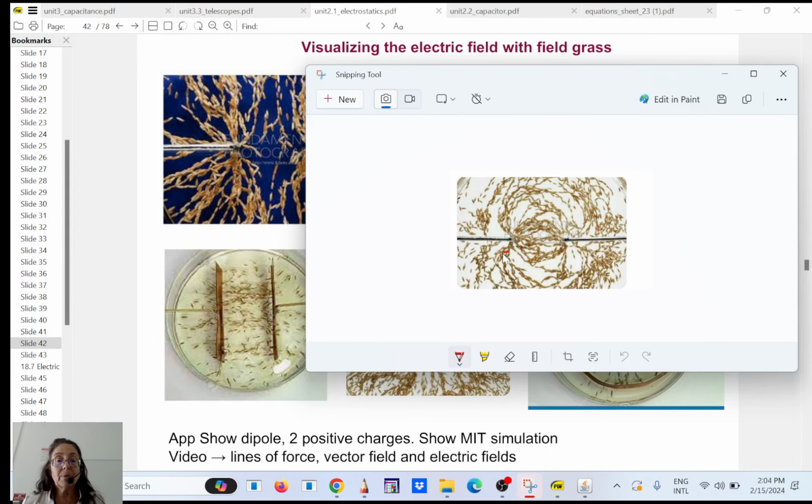Somewhere here. So you have two plates here. You connect those two plates to a power supply. And if you have non-conducting material, like a seed or a rice or whatever that is not conducting, it's going to get polarized and it will align itself along the electric field.